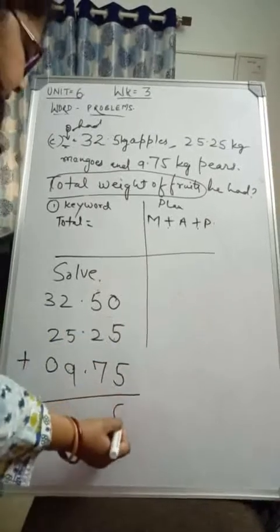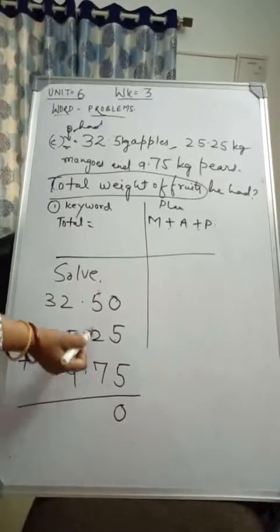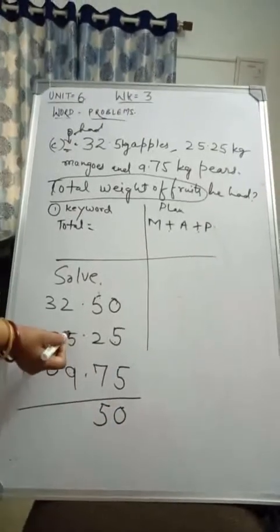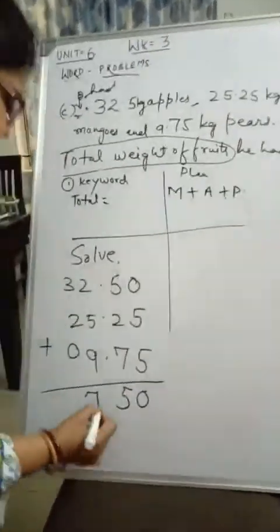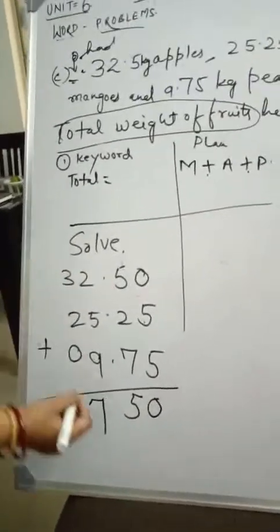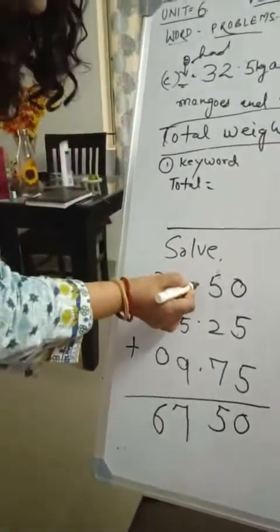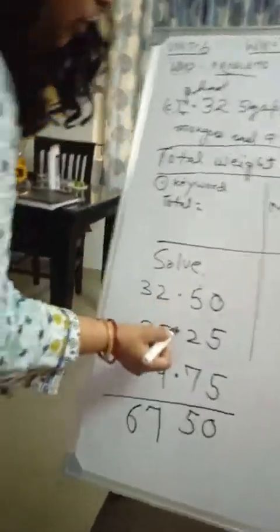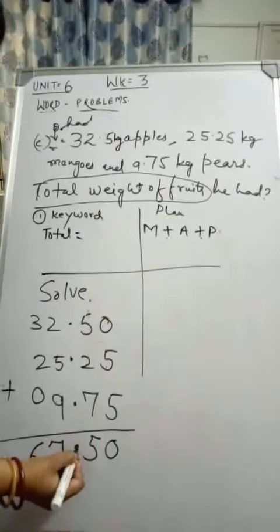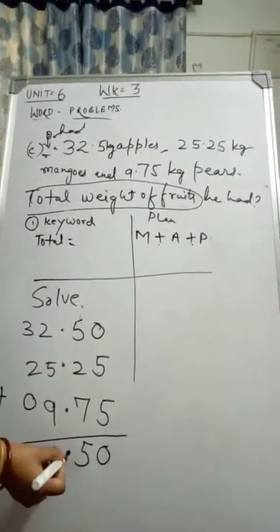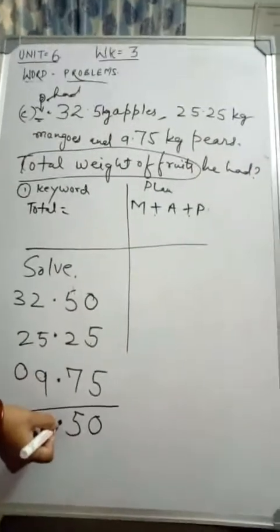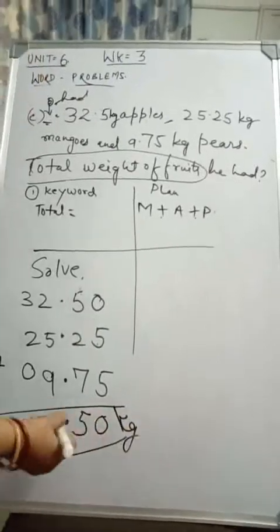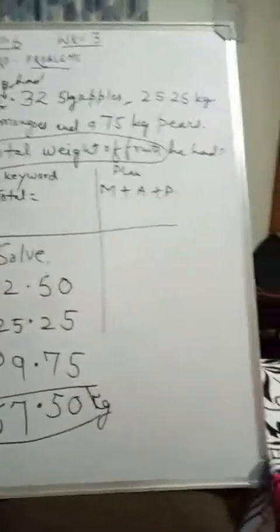5 plus 5, 10, 0, 1 carry over. 7 plus 2, 9, plus 1, 10, plus 5, 15, 1 carry over. 9 plus 1, 10, plus 5, 15, plus 2, 17, 1 carry over. 3 plus 1, 4, plus 2, 6. Now all of you see the decimal points follow one after another in the column, so in the sum also the decimal will come just below this column. So the answer is 67.50 kilogram.